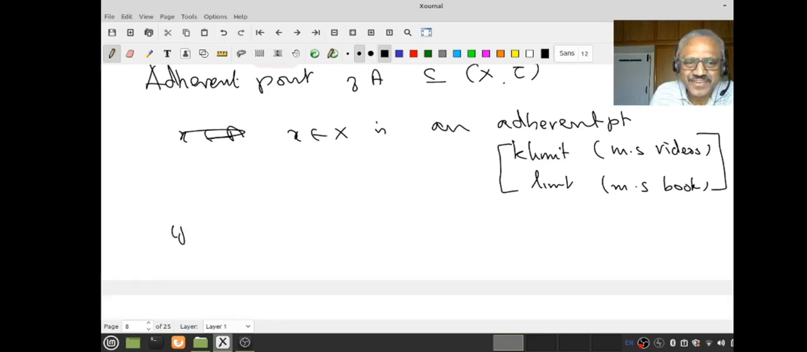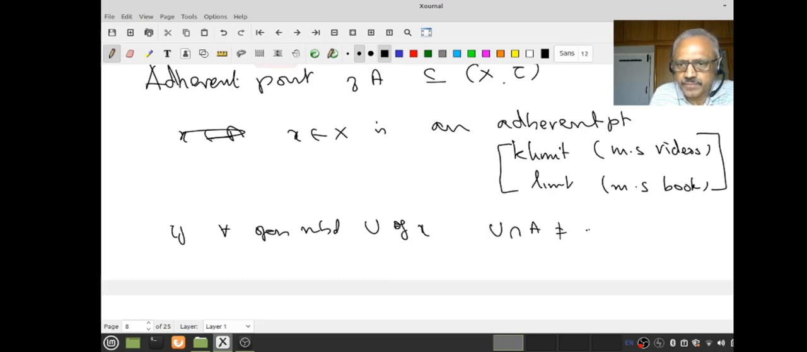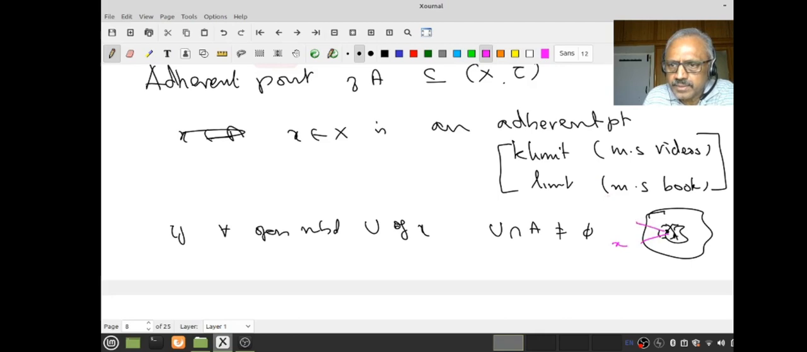A point x is adherent to A if for every open neighborhood U of x, U intersection A is not empty. So the picture is: this is my X, this is my U, and this is my A.